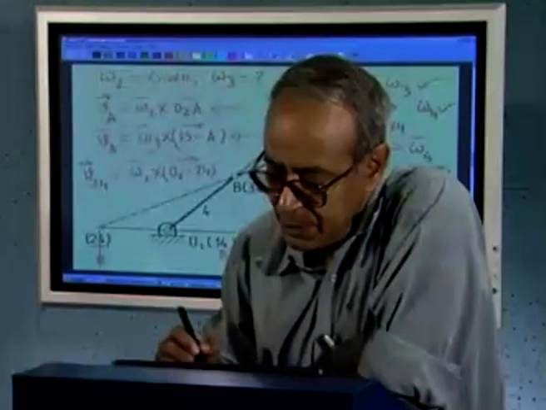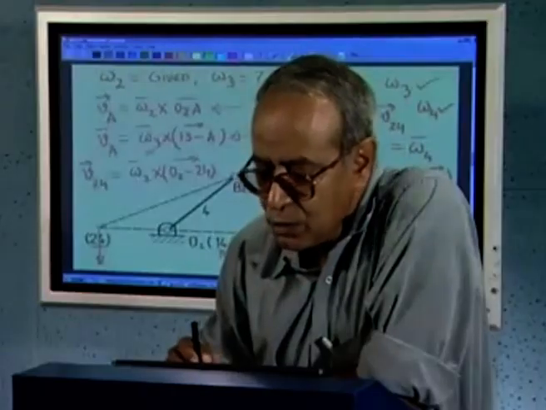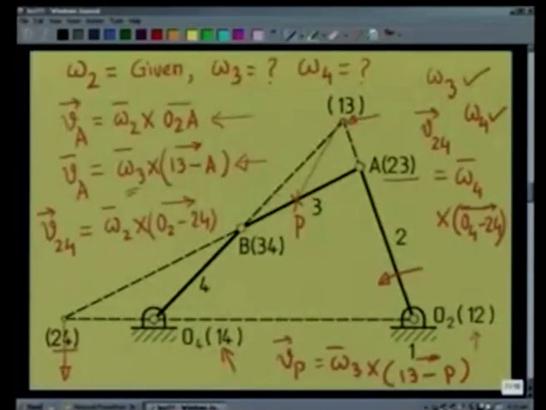For example, in this particular problem, with omega 2 counterclockwise, the velocity of the point A is in this direction, perpendicular to O2A. And link 3 is rotating about 1 3, so omega 3 comes out as clockwise from these two equations. Since omega 3 turns out clockwise, the velocity of P will be in this direction, perpendicular to 1 3 P, in the clockwise direction.